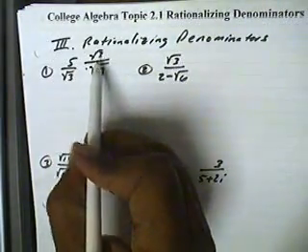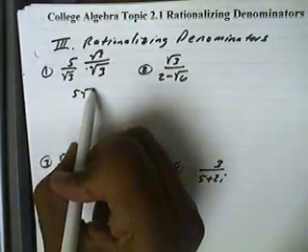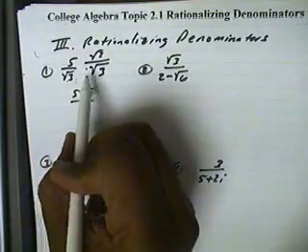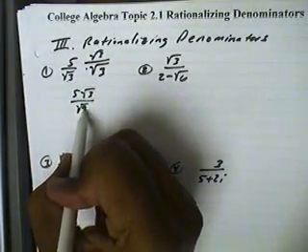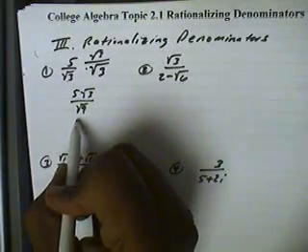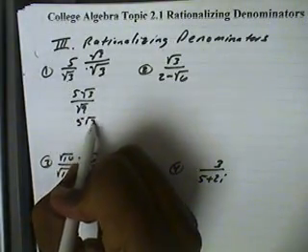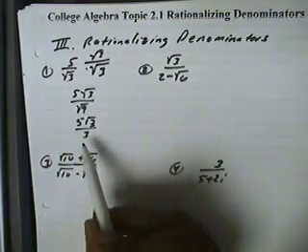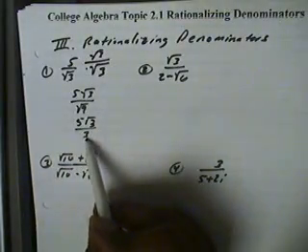So a 5 times the square root of 3 simply becomes 5 square root of 3. But a square root of 3 times square root of 3 becomes the square root of 9, and the square root of 9 is 3. So what we have here is 5 square root of 3 all over 3, and there are no more roots in the denominator.